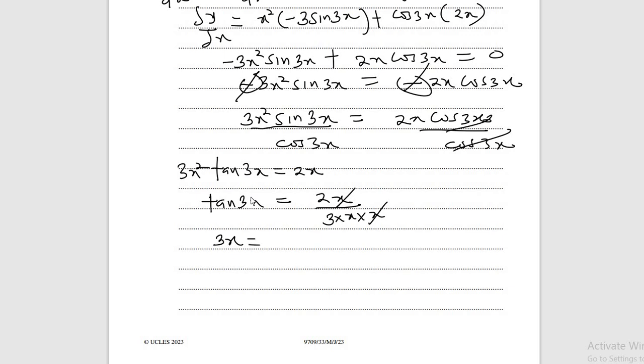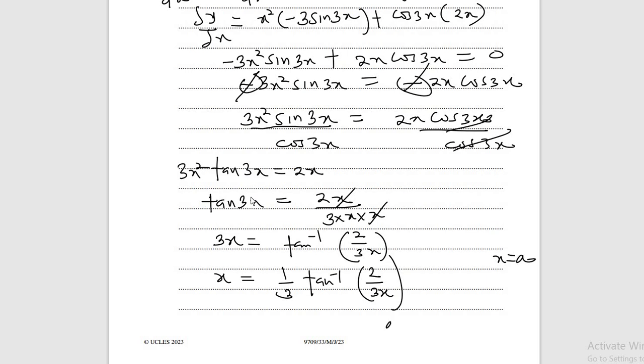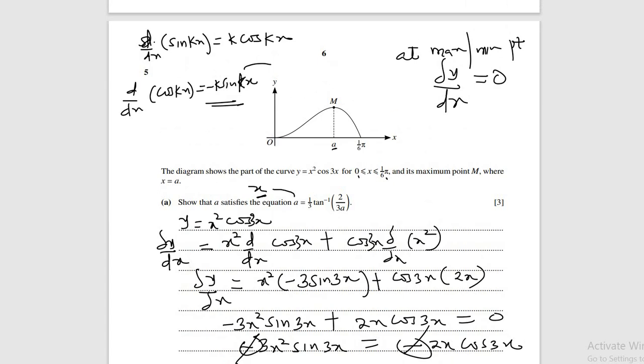First, bring 3x out, to give arctan of 2 over 3x. So make x the subject of the formula. x will now be 1 over 3 arctan of 2 over 3x. Remember from the question that x is equal to a. So therefore, a will be 1 over 3 arctan of 2 over 3a. That is what the question asks us to show.